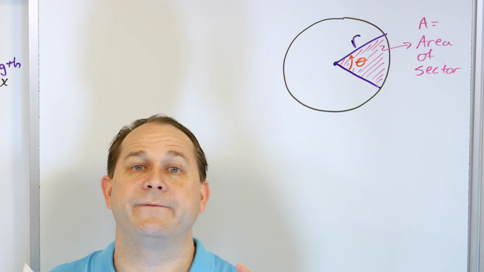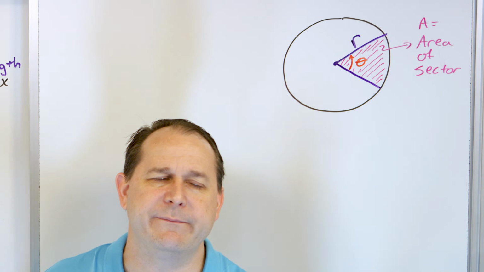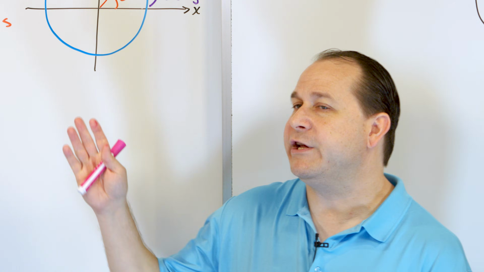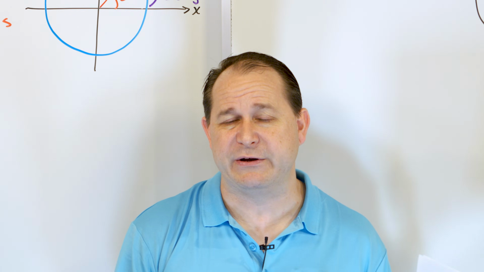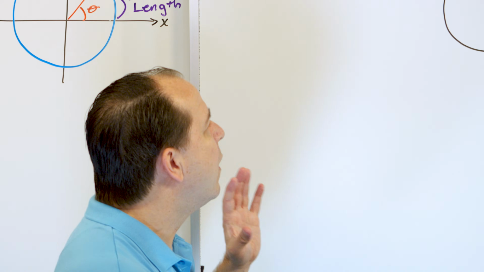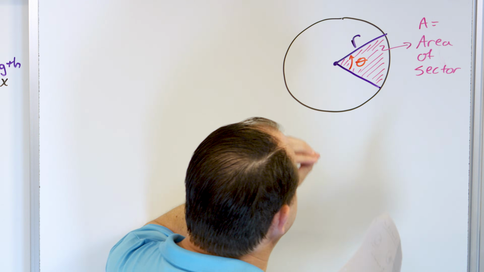We already know how to find the area of the entire circle. We've been doing that since 4th grade. We already know how to find the circumference of a circle all the way around. Again, we've been doing that since 4th grade. What we're doing now is finding a portion of the circle.